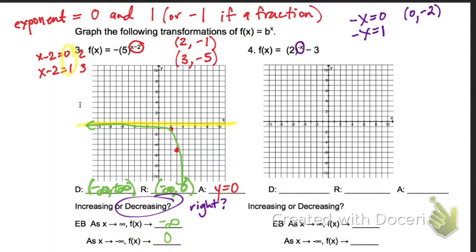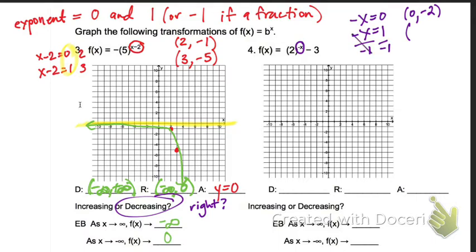I'm confused on how you get the y. I plug it in. So 2 to the 0 minus 3 equals 1 minus 3, which gives me -2. So that's how I got this. Once you get what x value you should use, you plug it in and solve for the y. Oh, yeah, that makes sense.